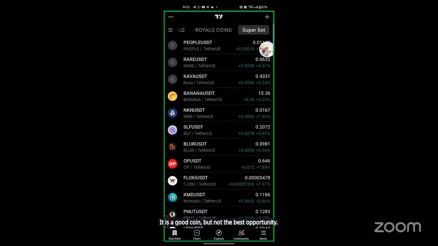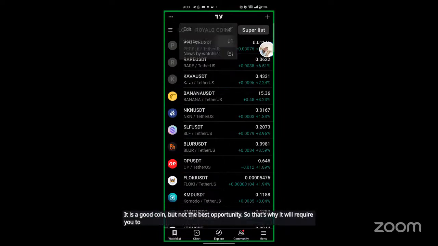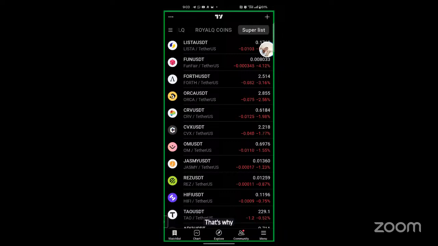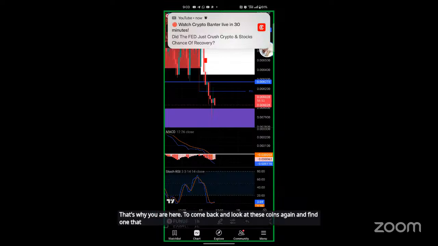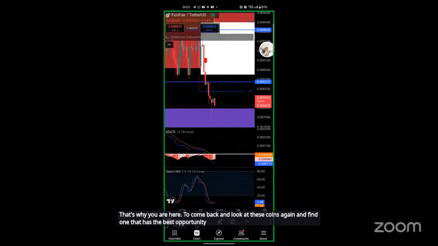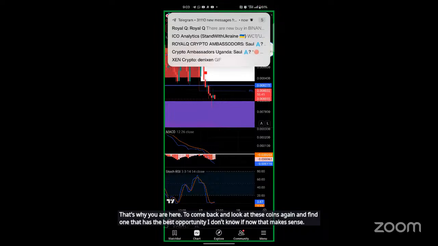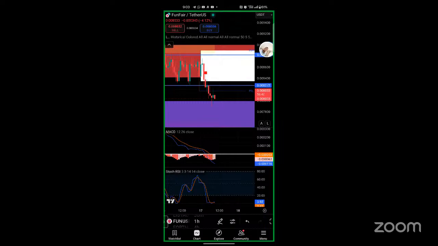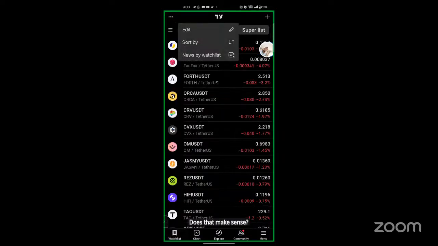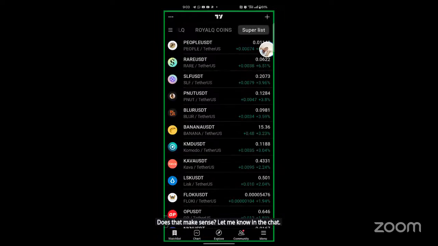So that's why it will require you to take off some time. That's why you are here, to come back and look at these coins again and find one that has the best opportunity. I don't know if that makes sense. Let me know in the chat. So I will come back here, look at many, and find one that has the best opportunity.